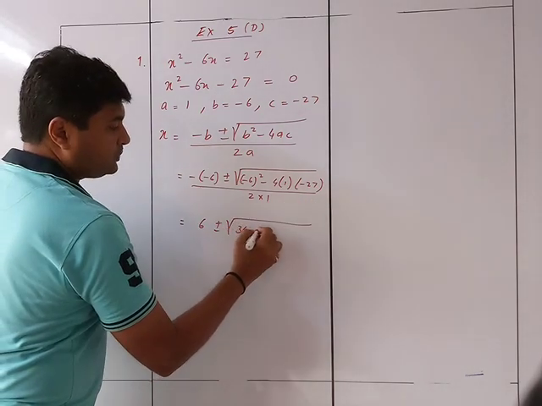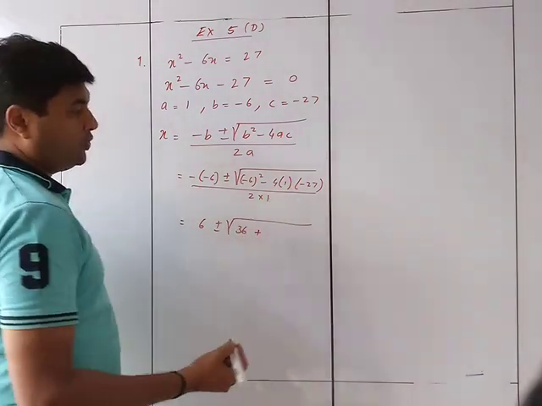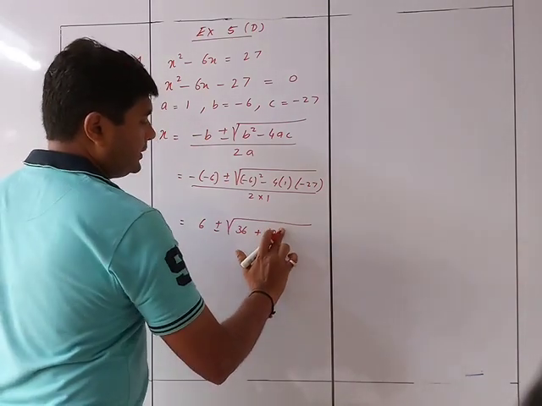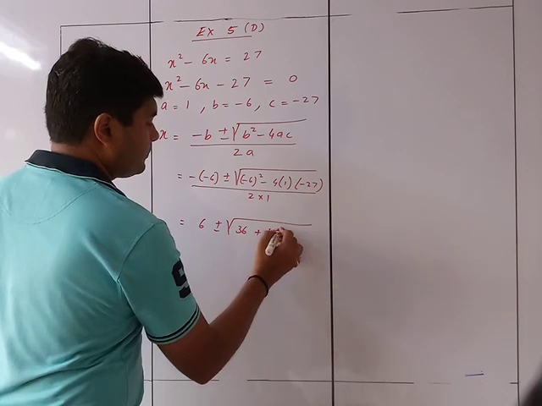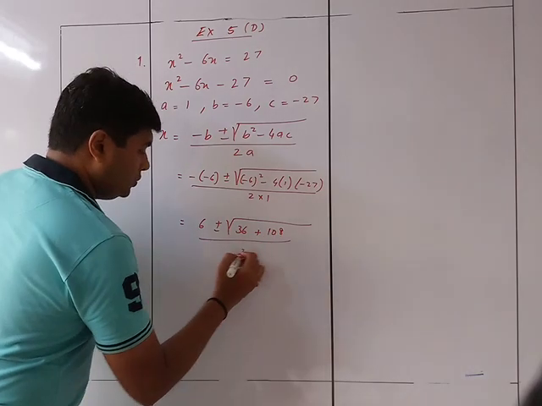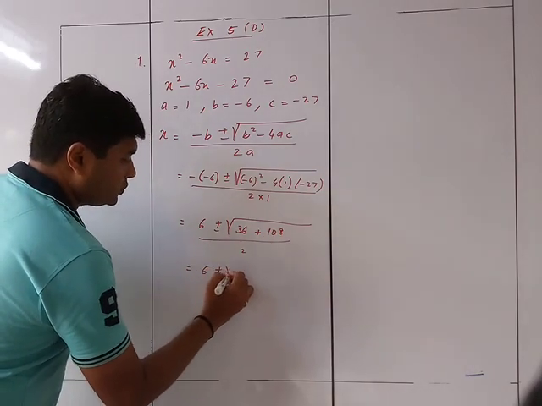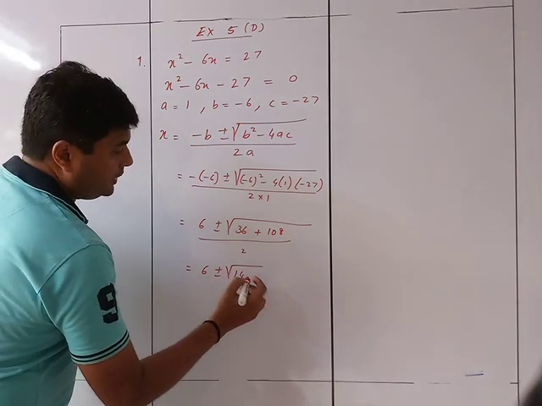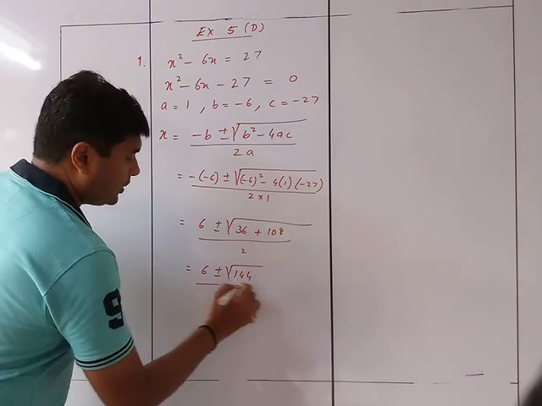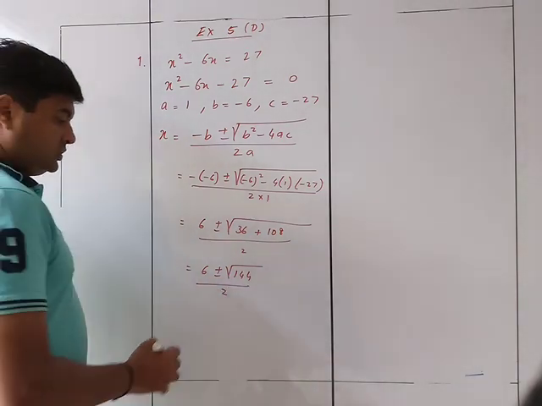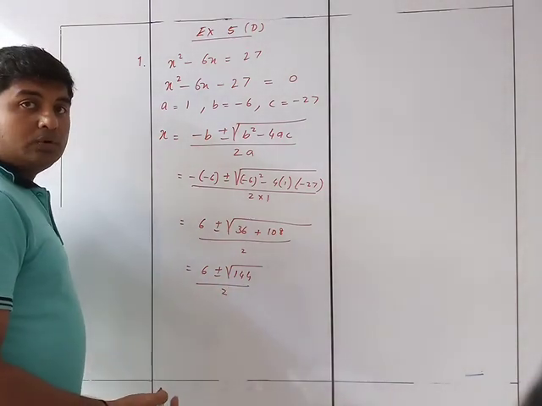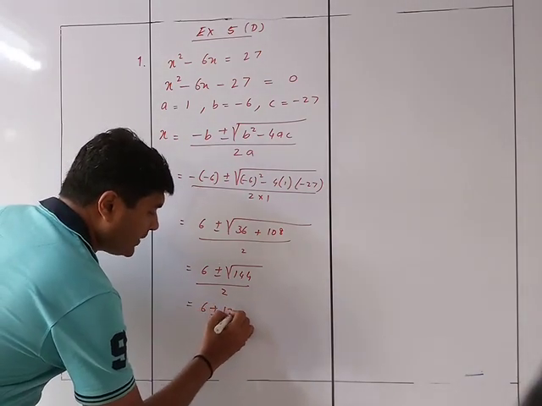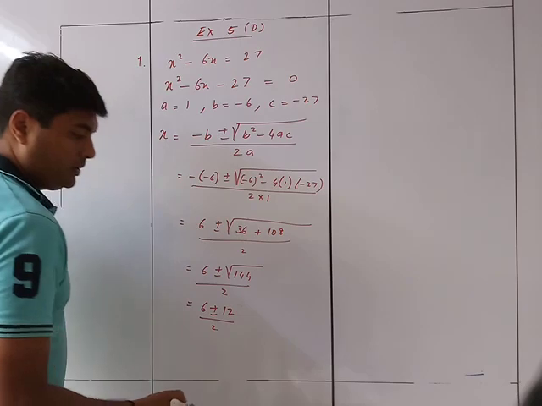Now this is minus minus plus, and 27 into 4 will be 108. Okay, upon 2, that will be 6 plus or minus root of, now this is 144 upon 2. So 144 is the square of 12. That makes it 6 plus or minus 12 upon 2.